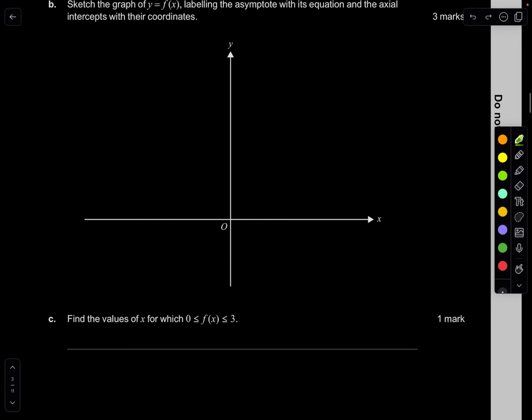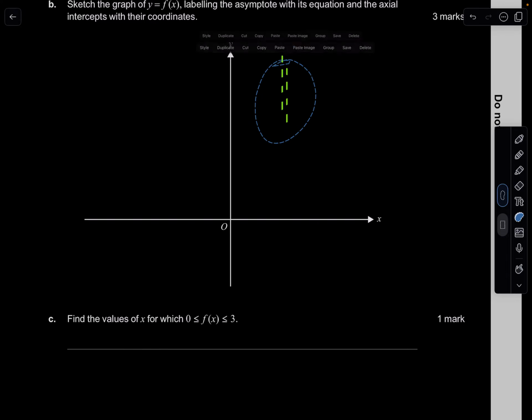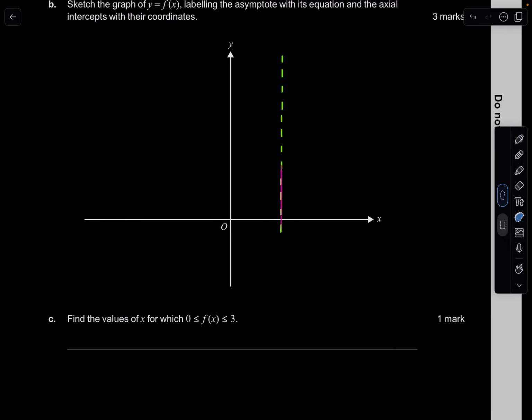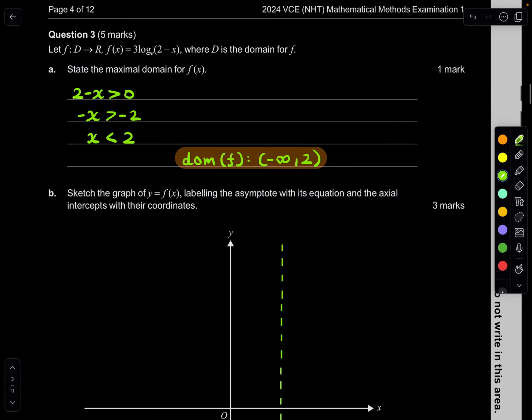So if I just draw a horizontal line, and then rub it out to make it a nice asymptote line, and duplicate this as many times. So sorry about this. There it is. Okay, and so that's our equation, x equals 2. Okay, how is this log going to look?